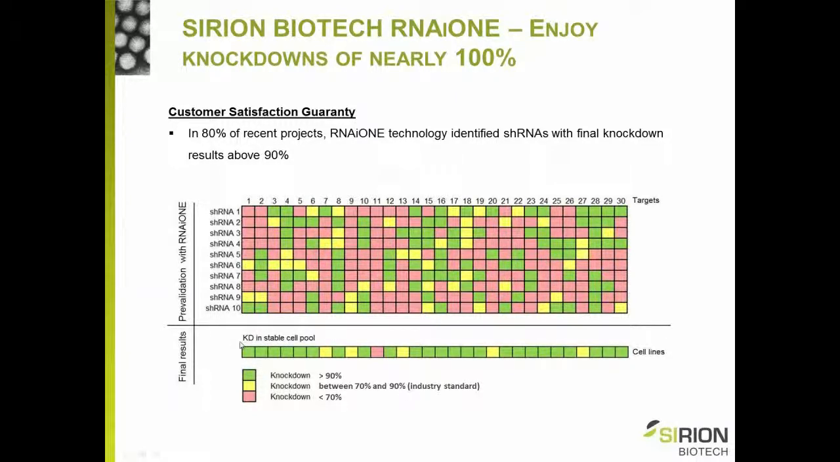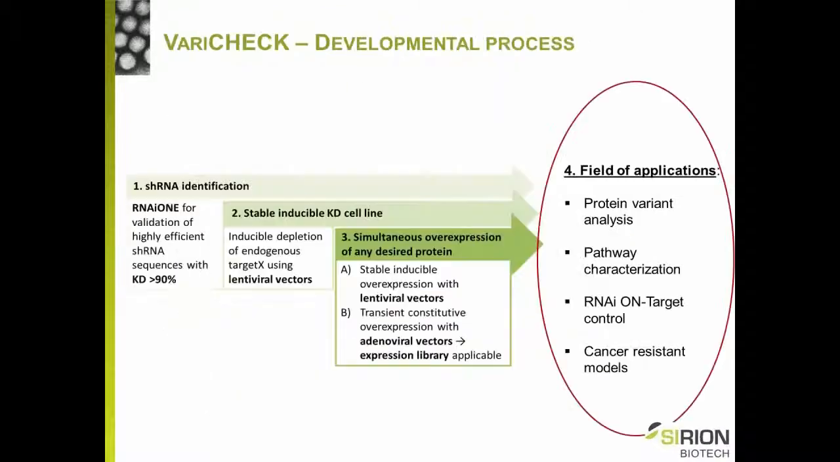And now this is really the final result in the cell pool, meaning the product that you as a customer get delivered. You get knockdowns which are either inducible or constitutive between 80 and more than 90%, and in more than 80% of the products delivered, the final knockdown in the cell pool is more than 90%. So what we do is we guarantee a knockdown of 80% in the final cell pool, but you may already see that you can expect more in your product.